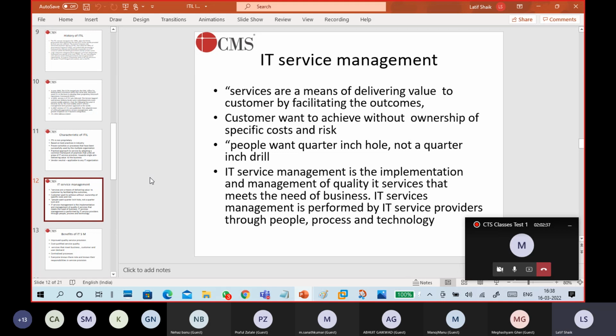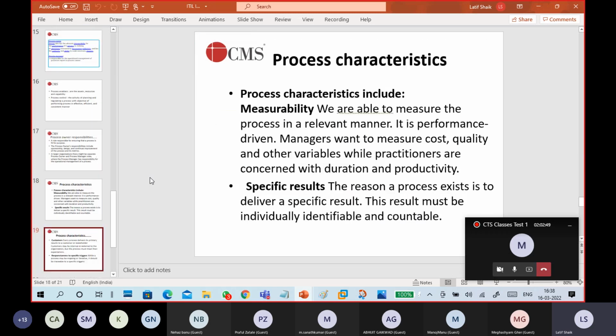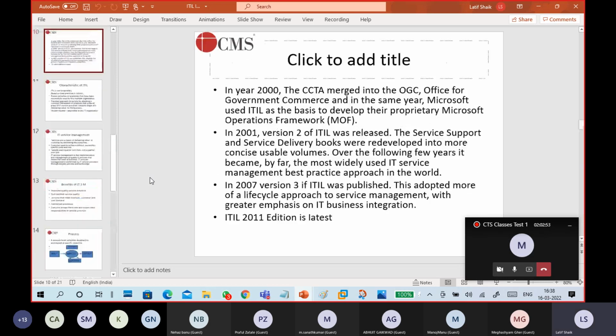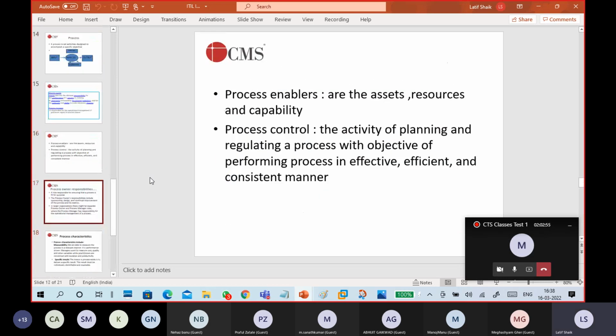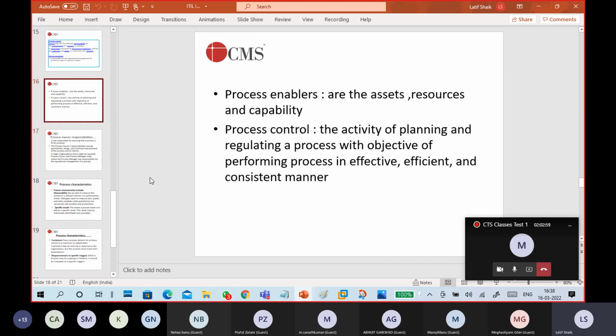IT service management is the implementation and management of quality IT services that makes the business very big. Benefits of ITSM process management. ITSM, SLA, BSLA, everything I will put separately.